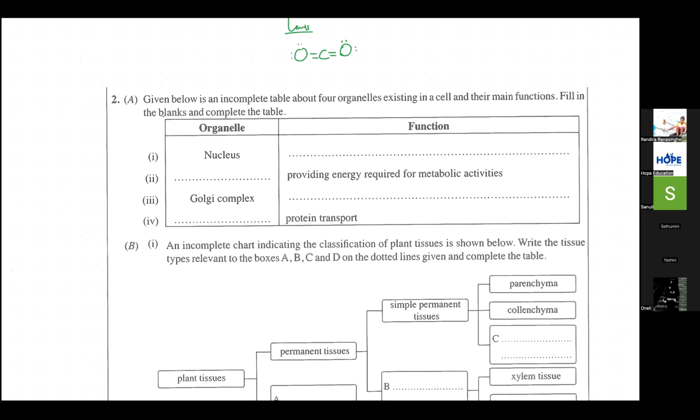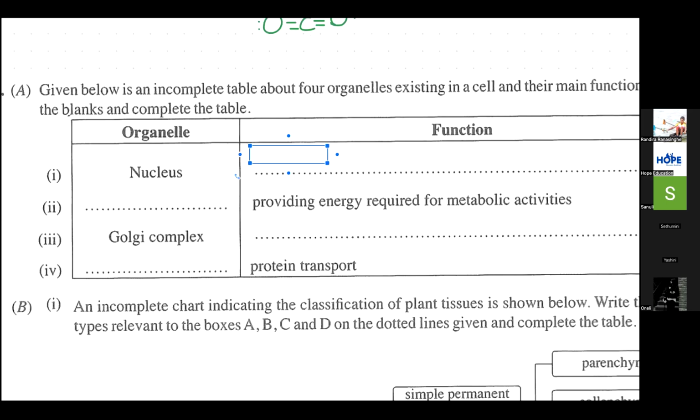Okay. So given below is an incomplete table about 4 organelles existing in a cell and their main functions. Fill in the blanks. What is the main function of nucleus? There are several main functions of the nucleus, you can write one of them. Yes. Storage of genetic information, storage of hereditary information. Controlling all the metabolic activities.